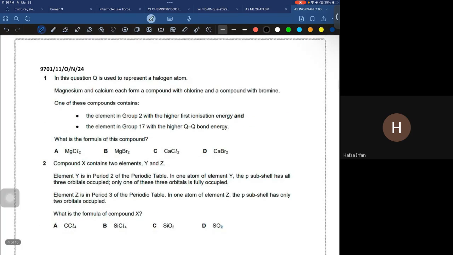Now see this question number 1. It's October November 2024 paper 9701 paper 11. See this.